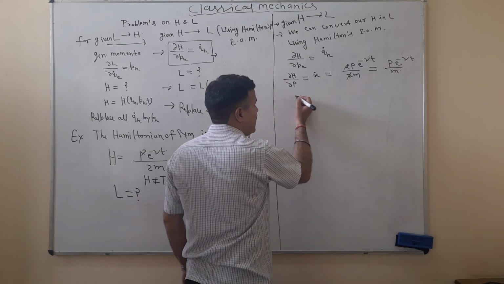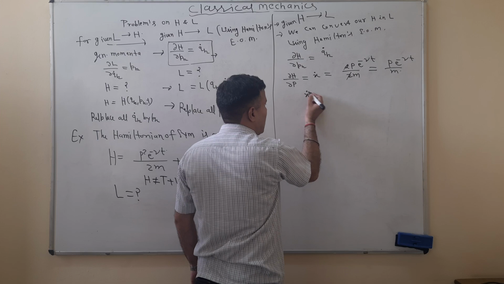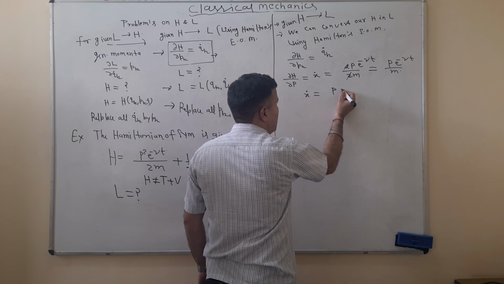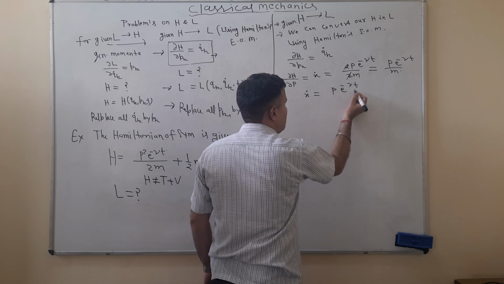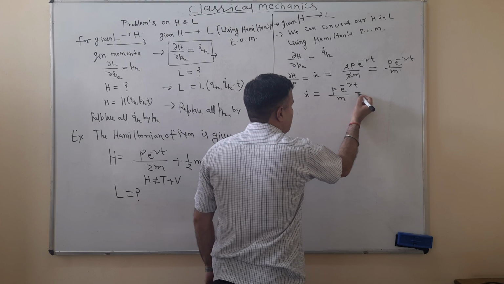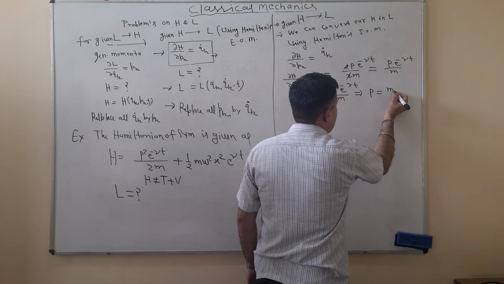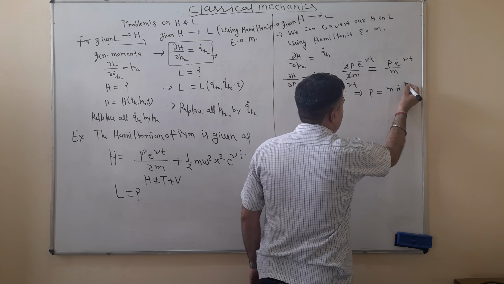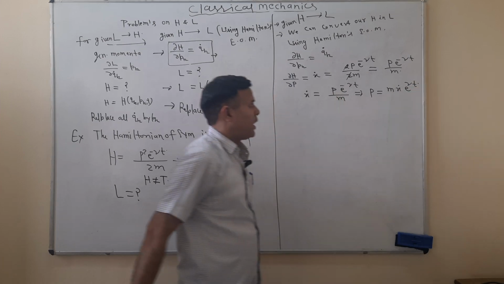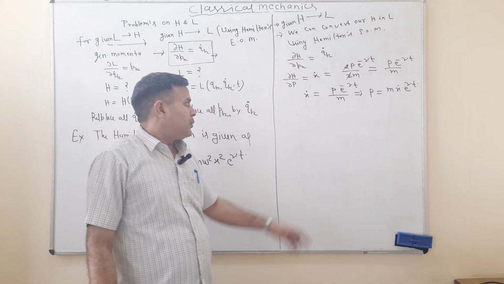So what is our p? So this ẋ is basically p e to the power minus νt by m, which implies that p is simply mẋ e to the power νt. I hope this is clear to all of you.